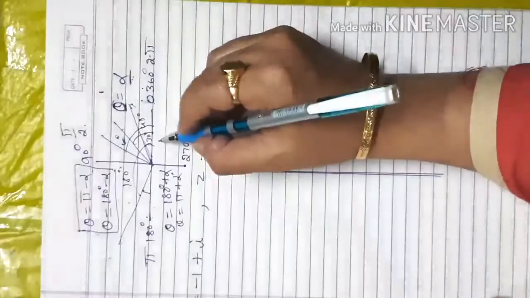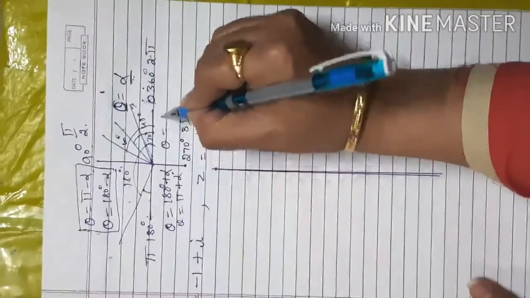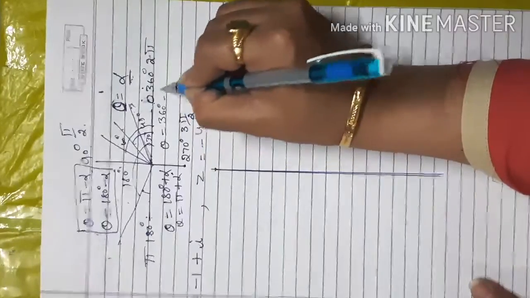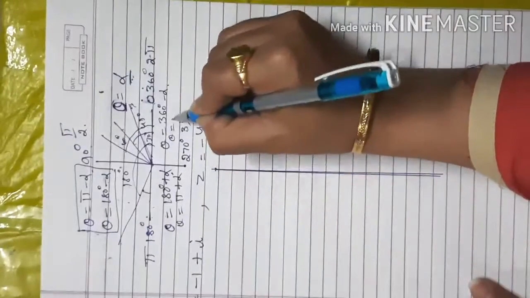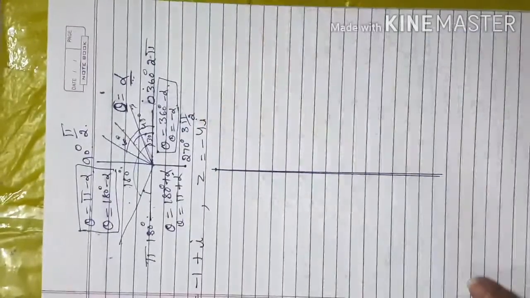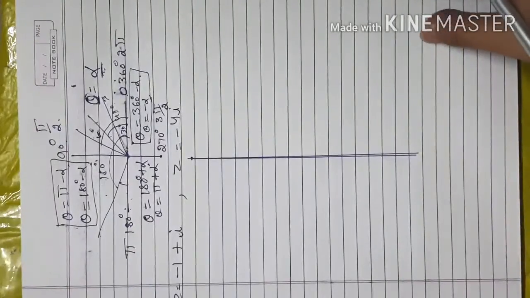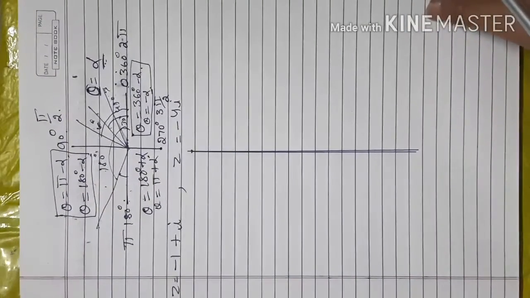But in the fourth quadrant I already showed that 360 degree is silent, so instead of writing 360 degree minus alpha, we directly consider theta is equal to minus alpha. So these are the four quadrant rules. Let's have a look at a question to see how we can solve this type of questions.